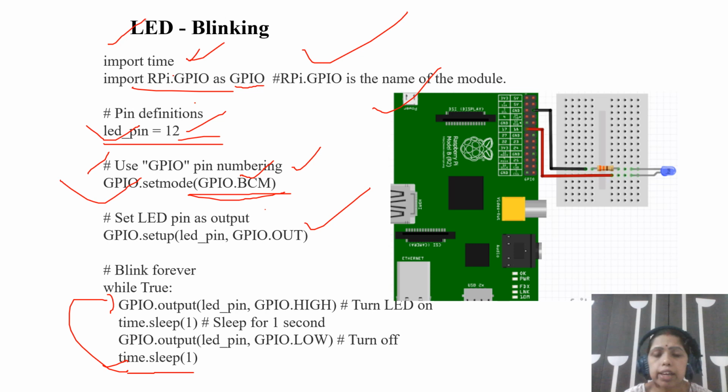In that case, how can we brighten the LED slowly? The brightness of the LED can be controlled. How can you write the code using the Raspberry Pi? LED fading or LED brightness, I'll discuss in the coming lecture. I hope the entire thing is clear for you.